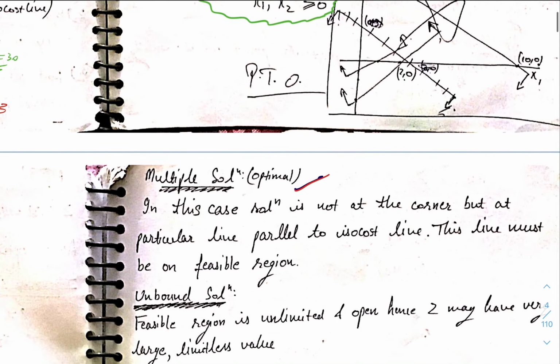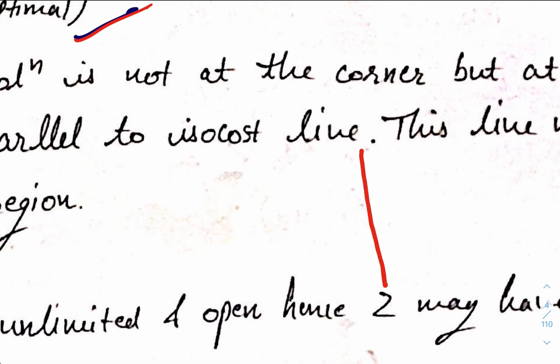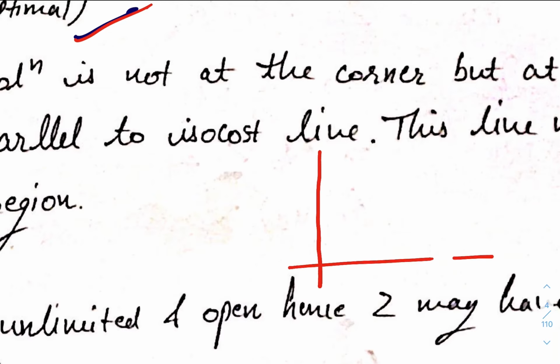Now what do multiple solutions mean? Sometimes a case might arise when you have many farthest points. Like this could be the case. I will show you. Let's say I have this Cartesian plane, and let's say this is my isocost line. Now rather than having a point at the farthest distance, let's say I have an equation that is parallel to this isocost line. Now the distance of every point on this line from the isocost line is the same, right?